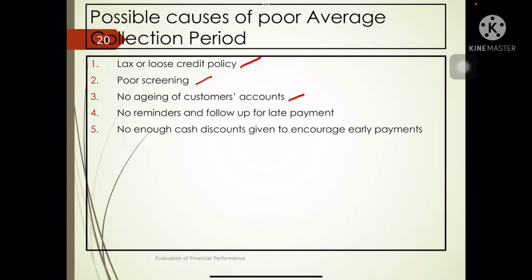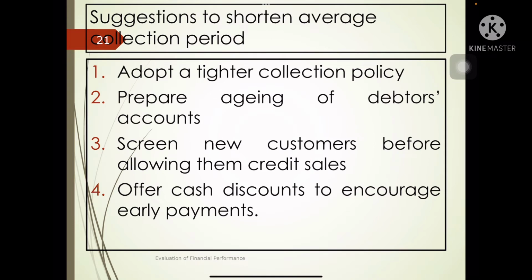Number 4, we also have to send reminders and follow up for the late payment. And then number 5, we do not give enough cash discount to encourage them to pay early. Alright, suggestions to shorten the average collection period. Why? The shorter the better.